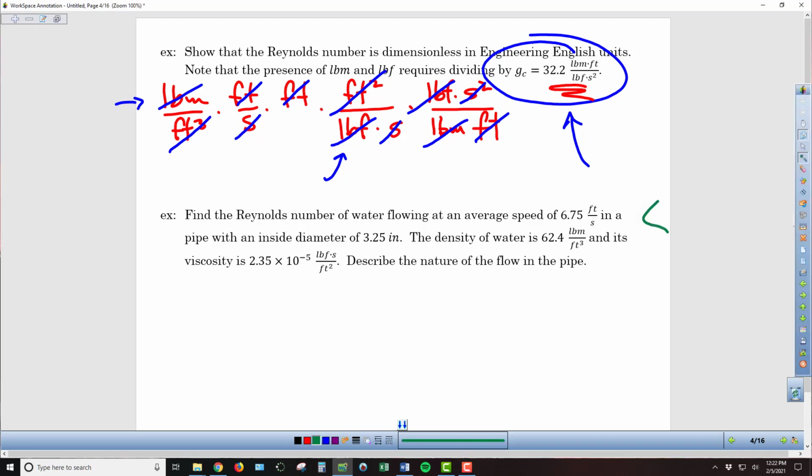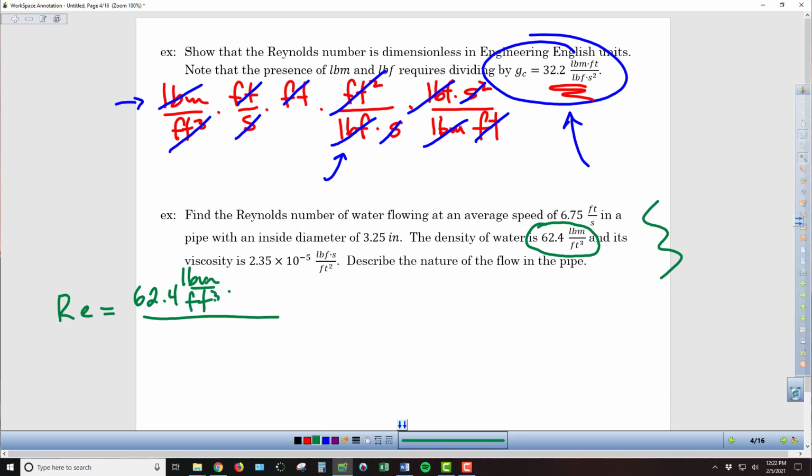So now we want to find the Reynolds number for water flowing through a pipe under the conditions described here. So for the Reynolds number, we start off with the density. So that here for water is 62.4 pound mass per cubic foot times the velocity. So that's 6.75 feet per second times the diameter of the pipe, which is this 3.25 inches.